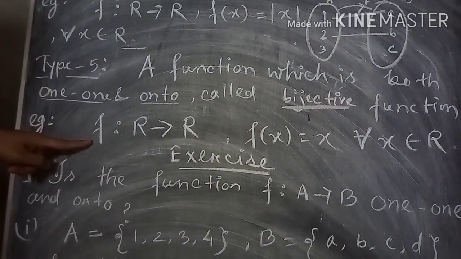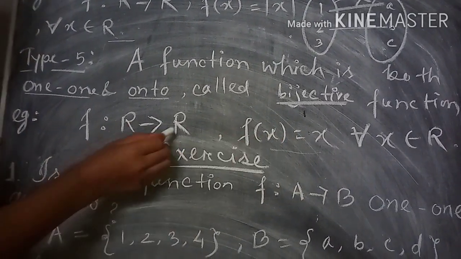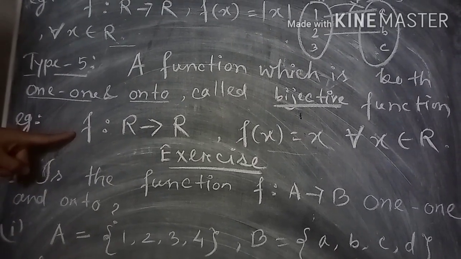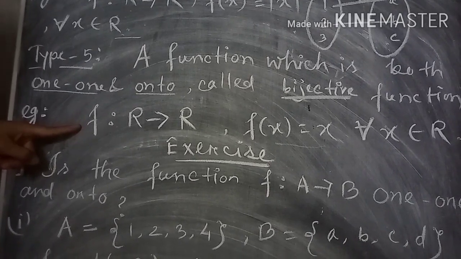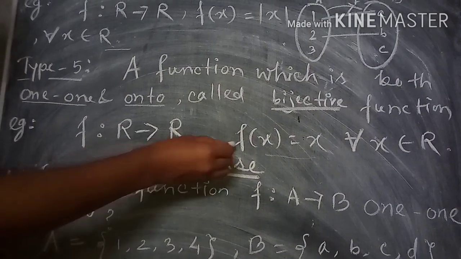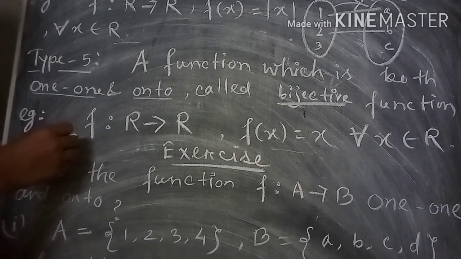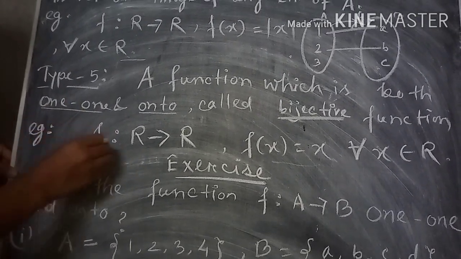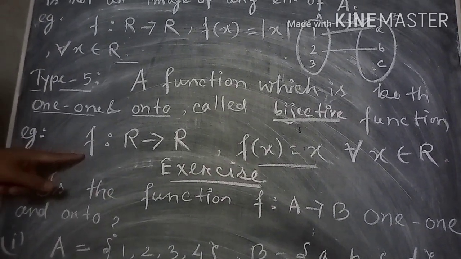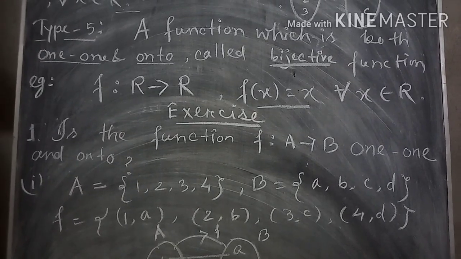f from R to R such that f of x equal to x for all x belonging to the set of real numbers. So this is an example of bijective function, because if we draw a figure like this, we can see this function f will be 1-1 as well as onto. So this is a homework. You can go through the function f which is bijective. You can check it.